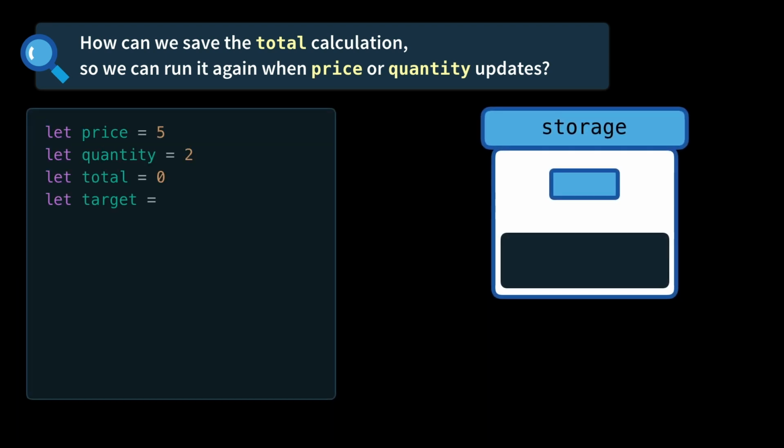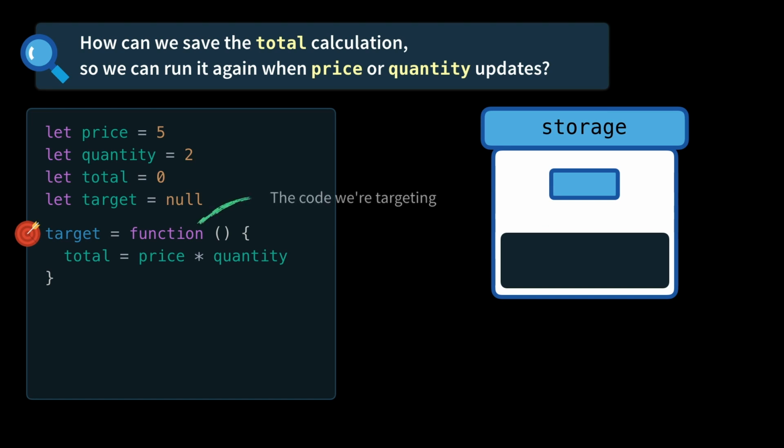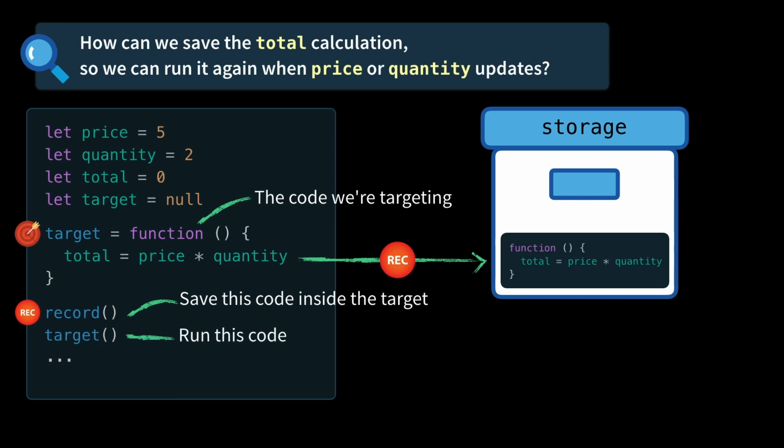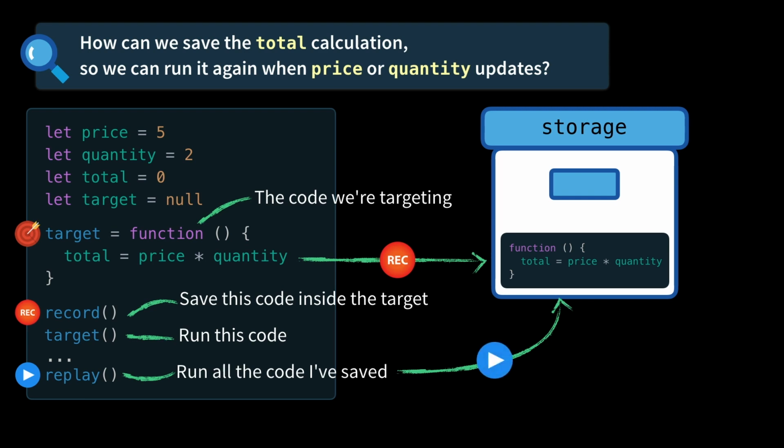So let's jump back into our example. This time we're going to have a new variable called target, and our target is the code that we are targeting for reactivity. We're going to set that equal to our new target variable. Then we'll call record, which will save this code inside the target. We'll implement that function in a minute, but basically it'll send it into our storage. Then we'll go ahead and run the target. And then finally, sometime later on, when we change a variable, we need to run all the code that we've saved inside this storage device.